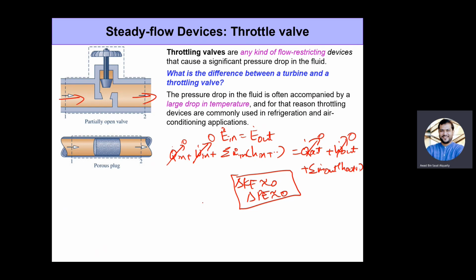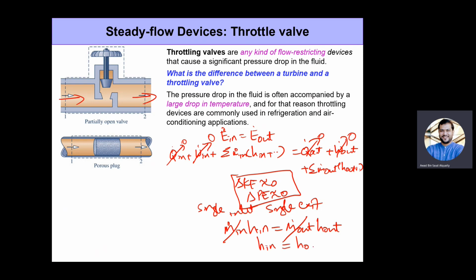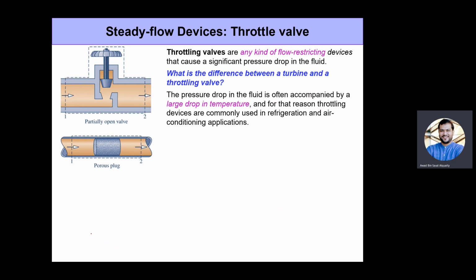So since throttling valves are mostly single inlet, single exit devices, meaning one inlet, one exit, I can write this as m dot in h in is equal to m dot out h out. And I know that the mass that's coming in has to go out, right? It's a steady state, steady flow system. So m dot in is equal to m dot out, and I can cancel them both. So what I'm saying is h in is equal to h out. Enthalpy at the inlet is equal to enthalpy at the exit. And that is the simplified energy balance for a throttling valve, right?